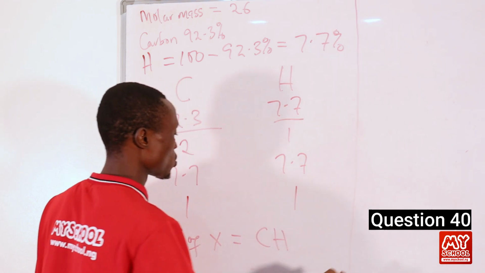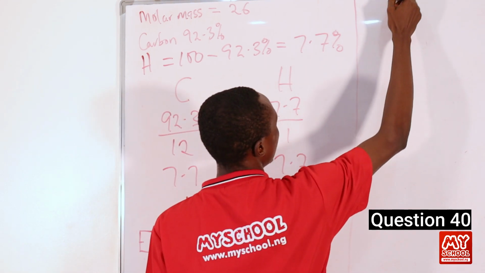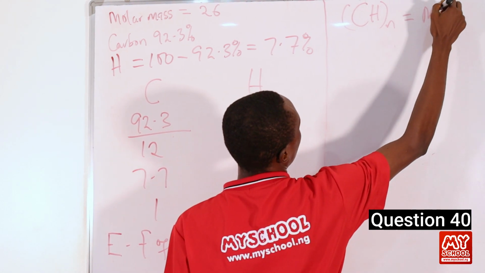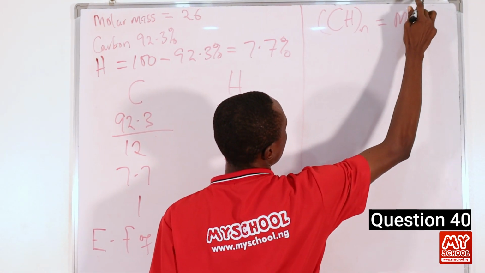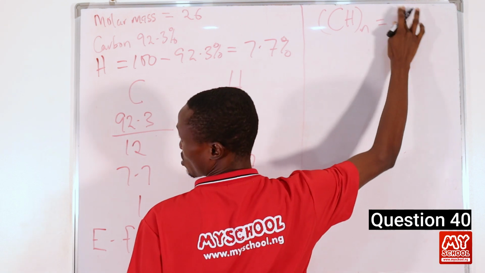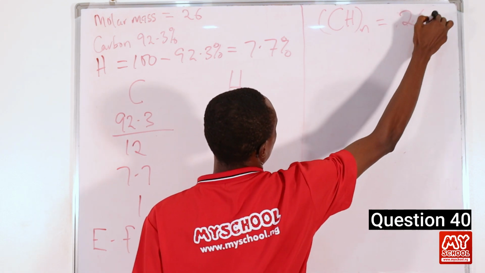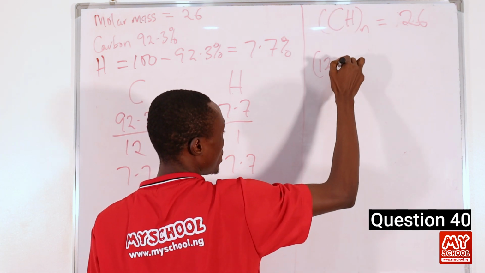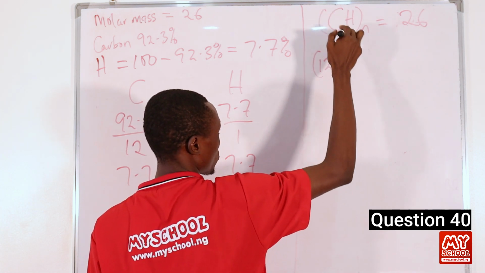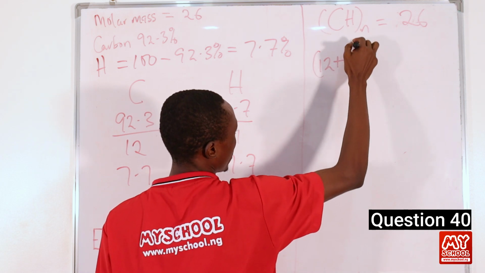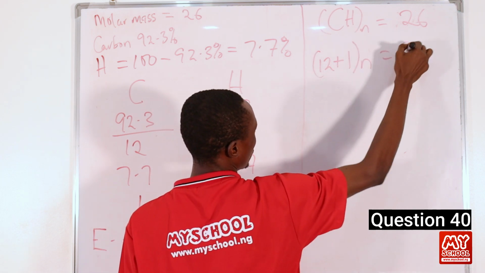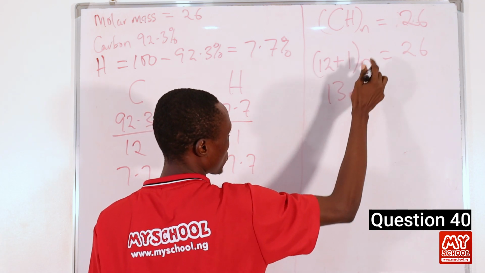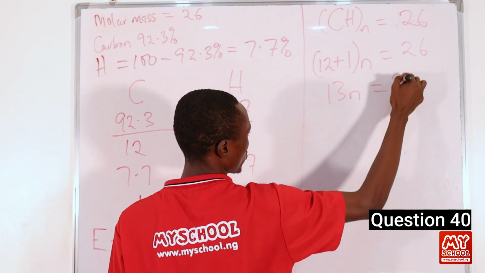Okay, we know that molecular mass is empirical formula times n, and that is equal to 26. So let's open this up. Our carbon is 12, the relative atomic mass of carbon is 12, plus that of hydrogen, which is 1, and n is equal to 26. If we sum this together, that gives us 13, multiplied by n, that gives us 13n equals 26.